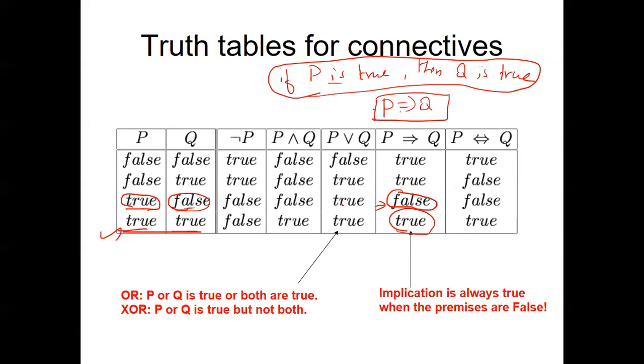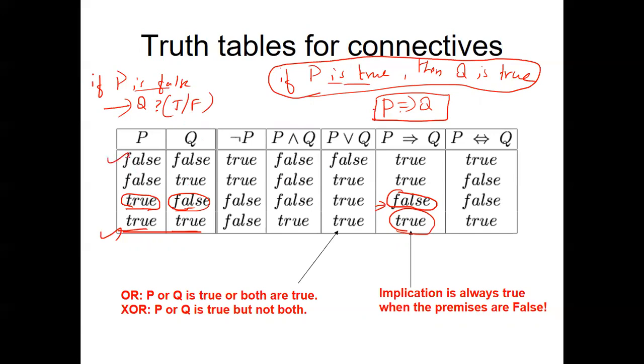Right? Now what about the other cases? If P is false, then what can be Q? What should be Q? Does the rule say anything? Nothing it says. The rule P implies Q says that if P is true, then Q is true. If P is false, it is not telling anything about Q. Then it means that if P is false, Q can be anything. Q can be either true or false, right?